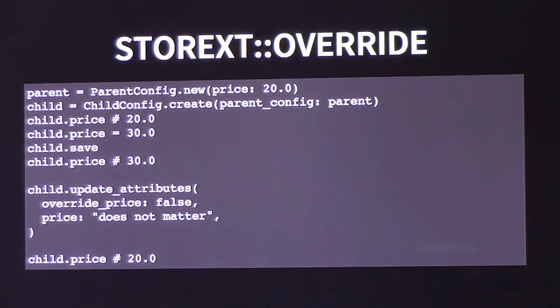There are a few other features. When you pass override price false, it will delete the value on the child. In our forms, whenever the user no longer wants to have the child setting and wants to default back to the parent, they can just uncheck it, so do not override the price, and it deletes all of those from the child. That's it. Short talk.